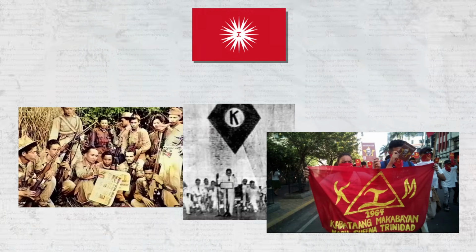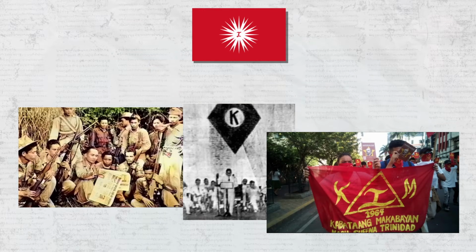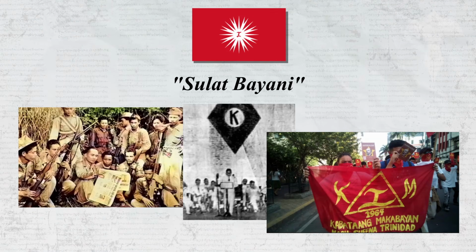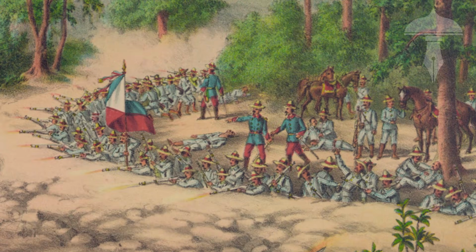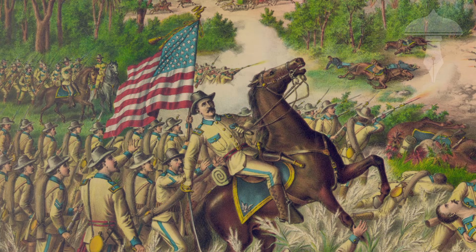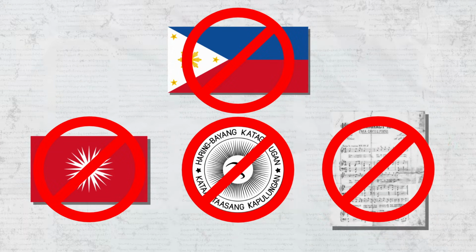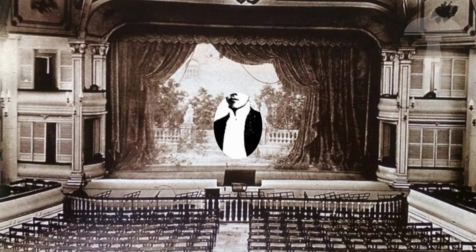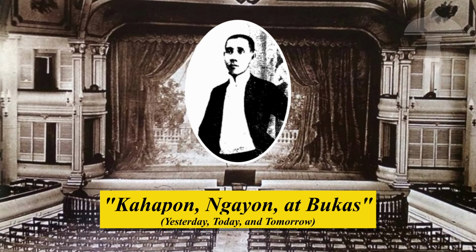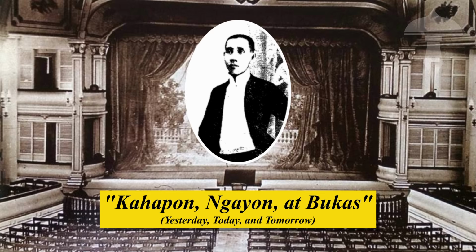The Katipunan's usage of the script paved the way for future nationalist and political organizations in identifying themselves with the Katipunan's continuous struggle, often calling the script Sulat Bayani or the hero script. Even during the American colonial period and the ban of Filipino nationalist symbols, references of Baybayin can still be seen in plays such as in Aurelio Tolentino's Kahapon, Ngayon, at Bukas.